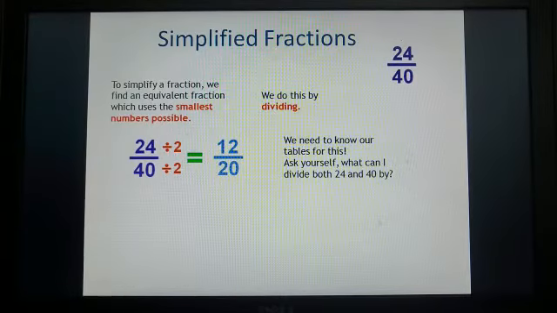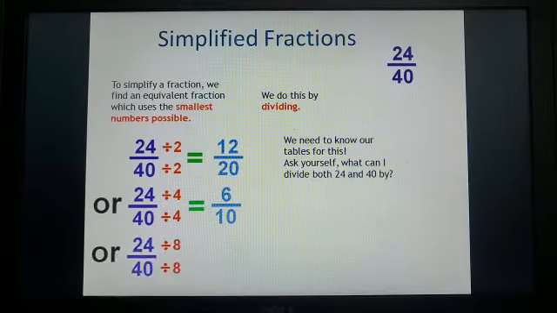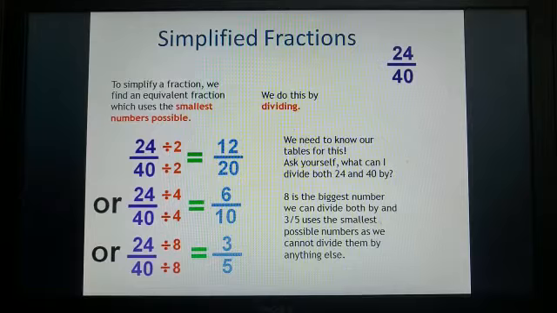But I can see this fraction can again be simplified. So I need to divide it by a bigger number. So let's try 4. If I divide both by 4, I get 6 tenths. Again, I can see this fraction can still be simplified. So let's try 8. If I divide both by 8, I get 3 fifths. 8 is the biggest number I can divide both 24 and 40 by, and 3 fifths is the smallest numbers possible because I can't divide them by anything else.